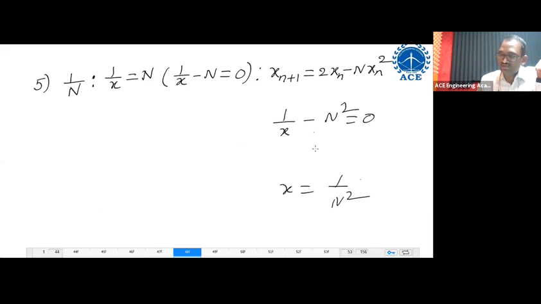This is the function to get n². Remember, to get 1/n², we use 1/x - n² = 0. To get 1/n³, we use 1/x - n³ = 0. That is the corresponding algebraic equation. Okay?